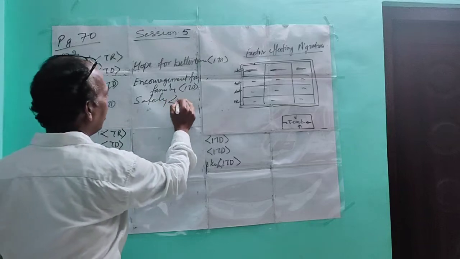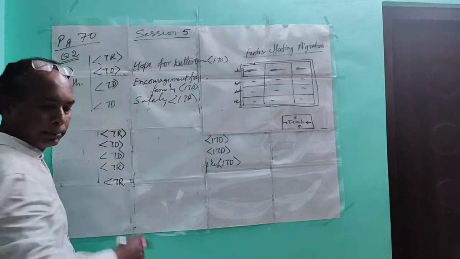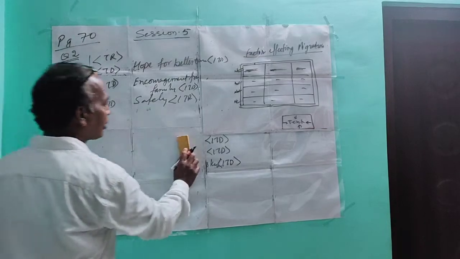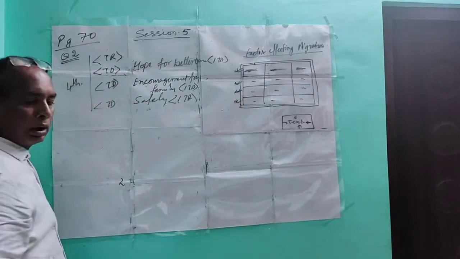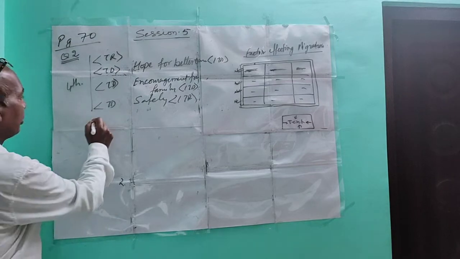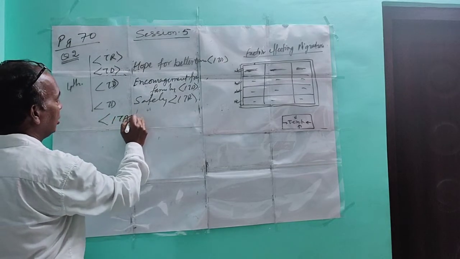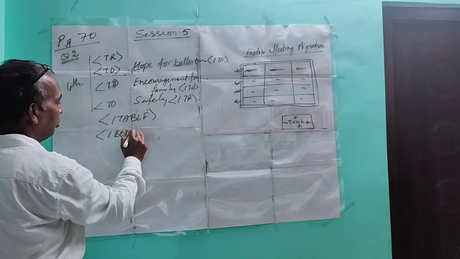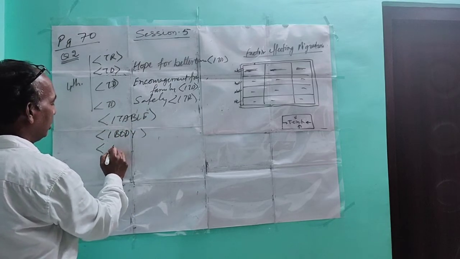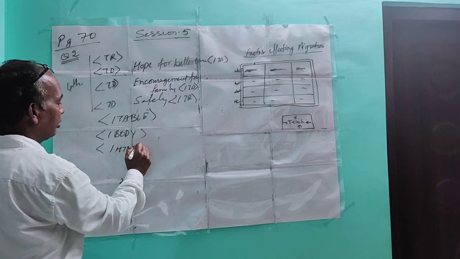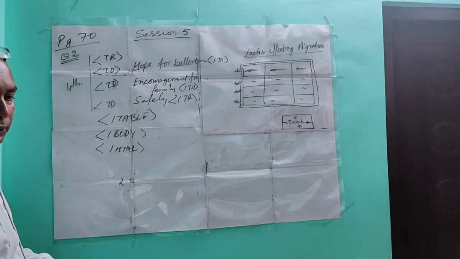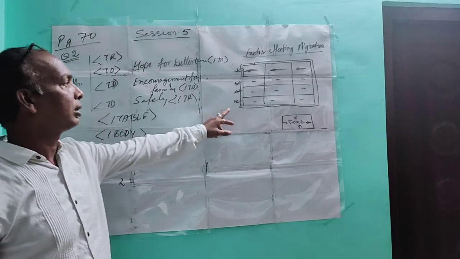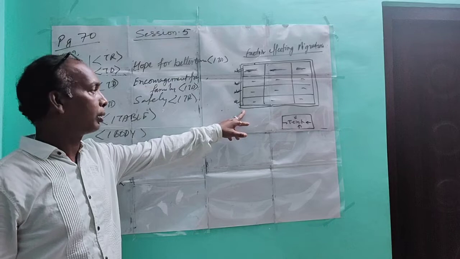So in this way, one row I will just skip. You can write yourself. This is the last row. After the last row, you have to close table, then close body, then close HTML. So our program is finished. When you do this program this way, the output will appear according to what is given in the book.